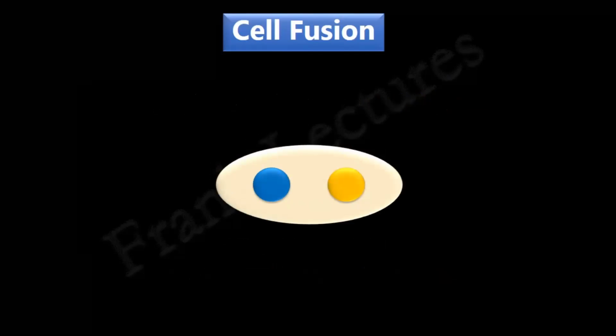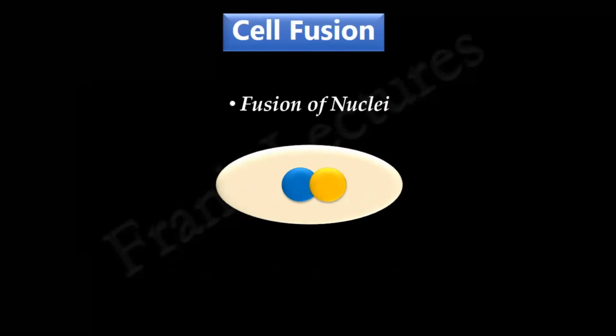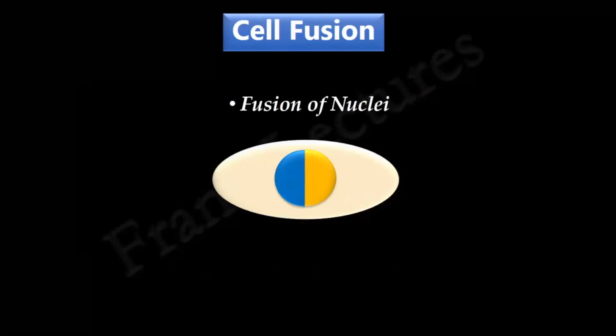In the next step, this heterokaryon undergoes cell division, and the two nuclei also fuse. The resulting cell now contains a single large nucleus having two sets of chromosomes. This cell is known as a somatic cell hybrid.